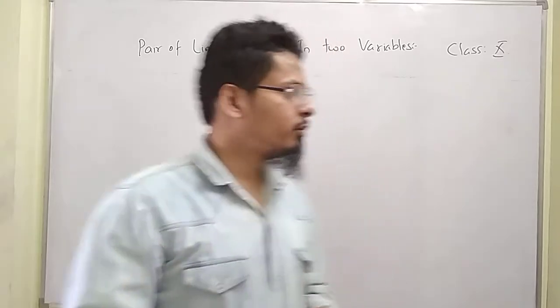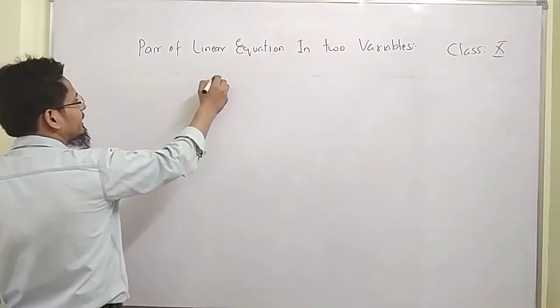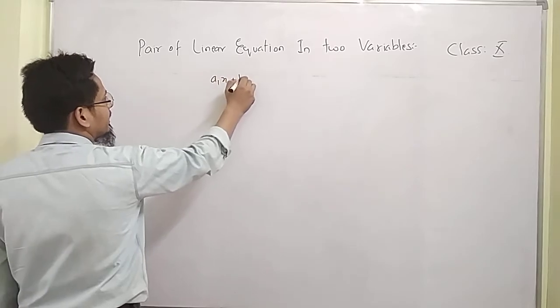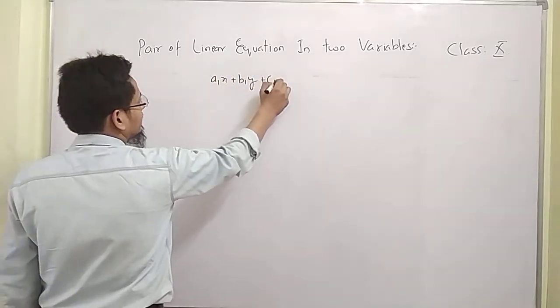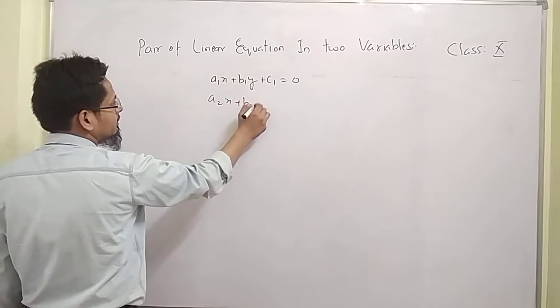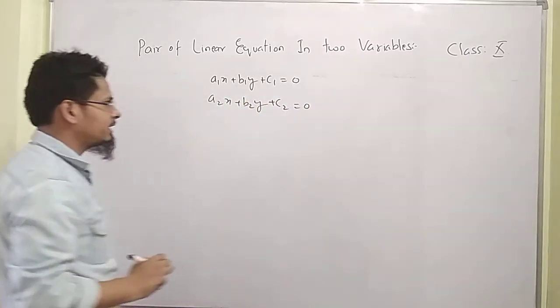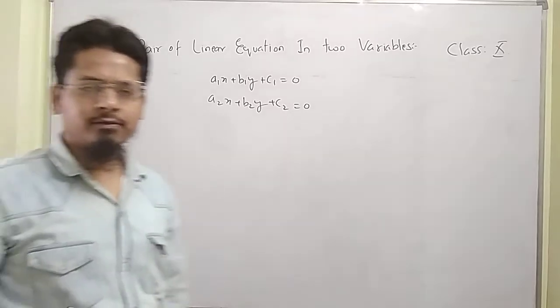Children, clear? So I write two linear equations. One is a1x plus b1y plus c1 is equal to 0, and a2x plus b2y plus c2 is equal to 0. These are the two linear equations we have.